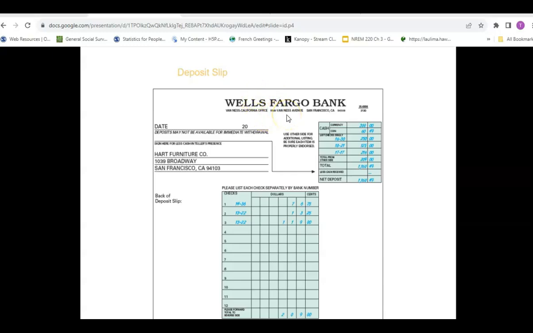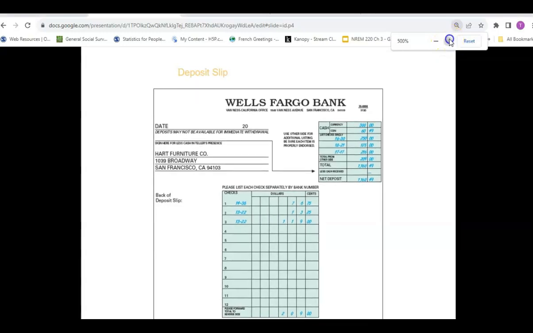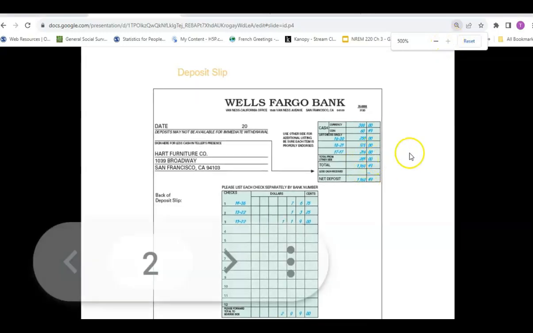At the top you have the credit union or the bank name that you're depositing to. You have the date, the name of yourself or the company. And then on the top right here, and I'm sorry it's a little bit hard to see here. Let's see if I can zoom in a bit. Yeah, it's not letting me zoom in. But here we have any cash. So this includes dollar bills and coins that you're depositing. In this case, we have $300 worth of currency and $60.49 worth of coins.